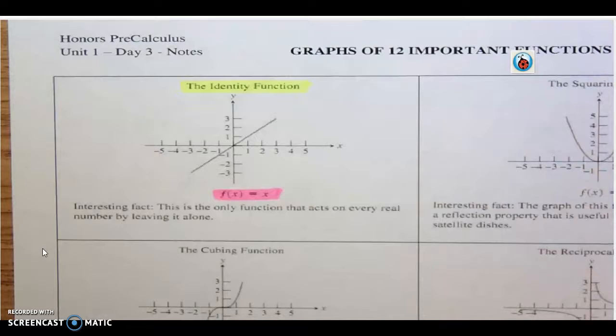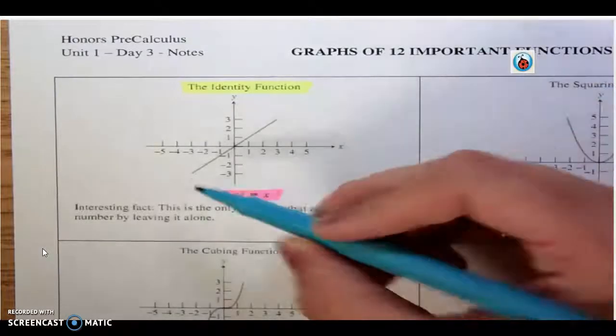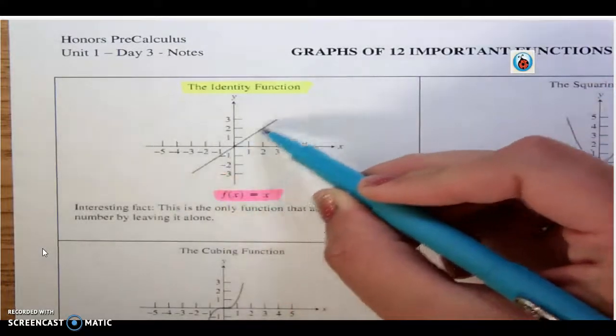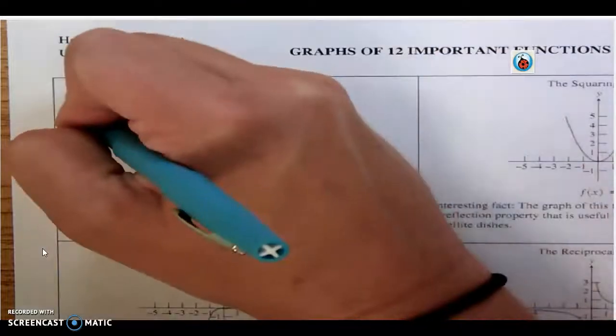Okay, so some of the properties that we want to look at. We want to see if it's continuous or discontinuous. Because we can run our finger across the graph and never stop, this is going to be a continuous function.